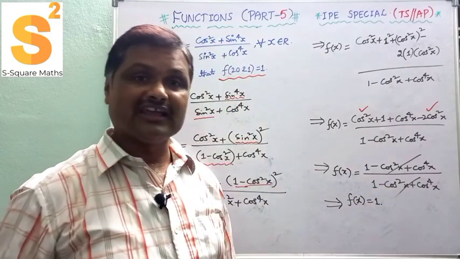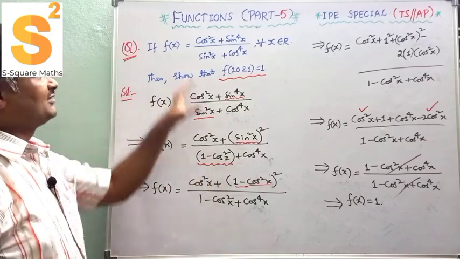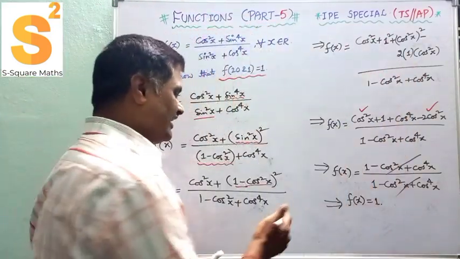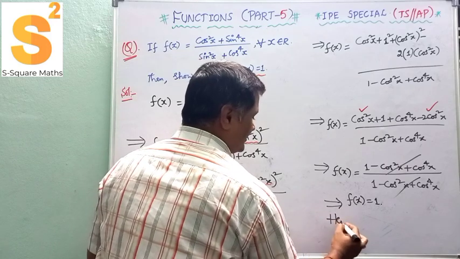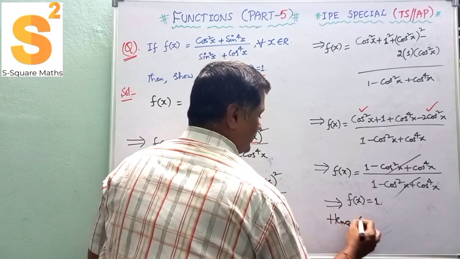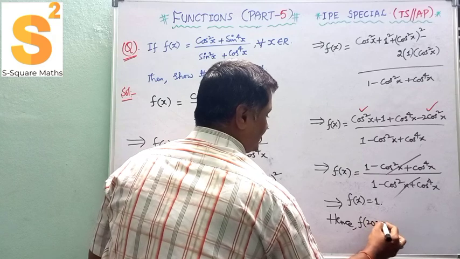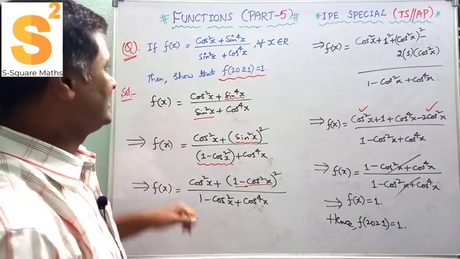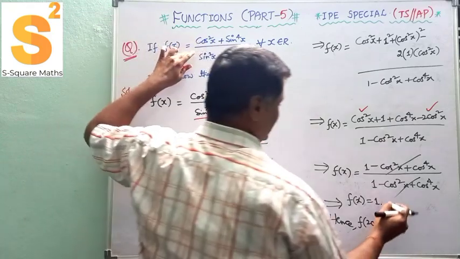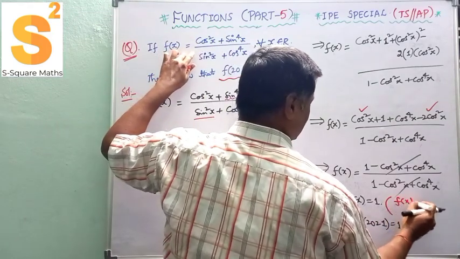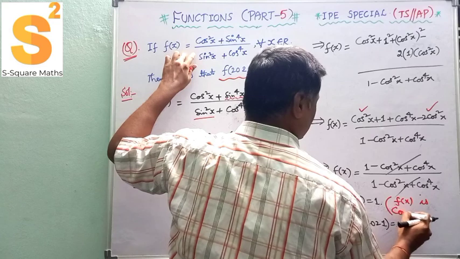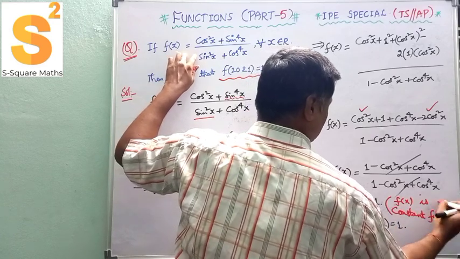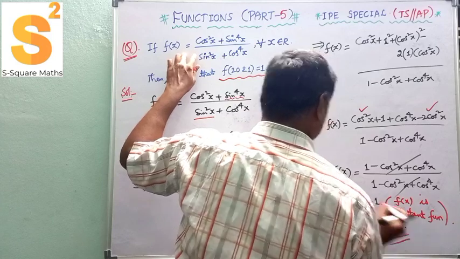What do we mean by f of x equal to 1? It means the defined f of x is a constant function. So whatever value you consider, f of 2021 is 1. What is the reason? f of x is a constant function. So hence it is proved.